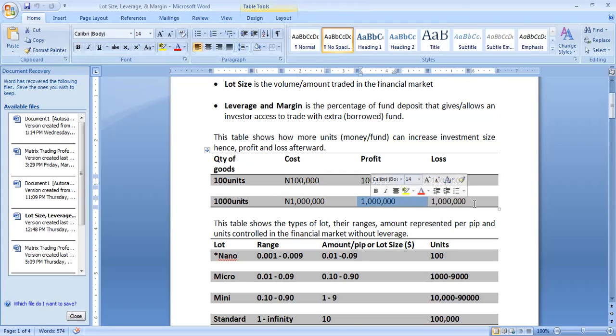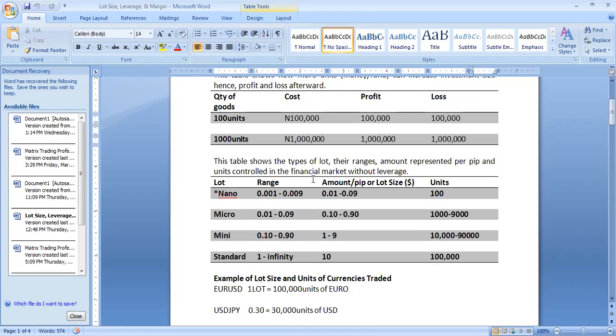Of course, when there is risk, when things don't go as planned, the second person, the one who actually invested into purchasing 1,000 units, will lose more, because the risk is higher, the reward also is higher. Okay, all right. So straight, we move ahead.